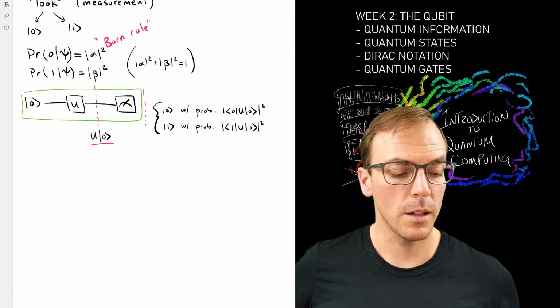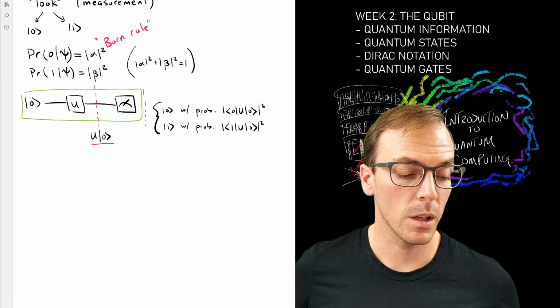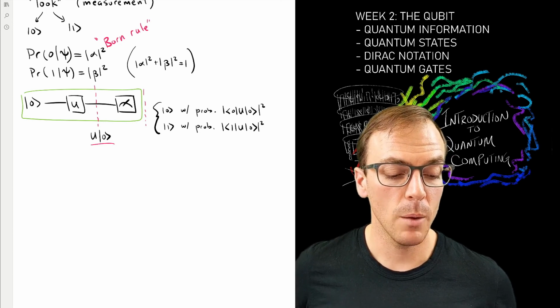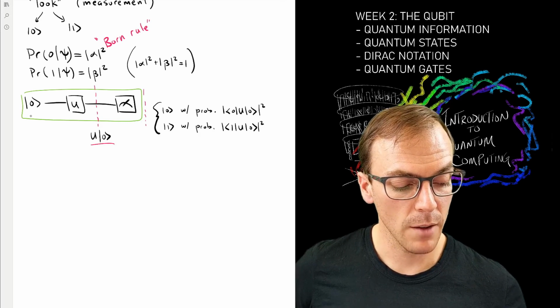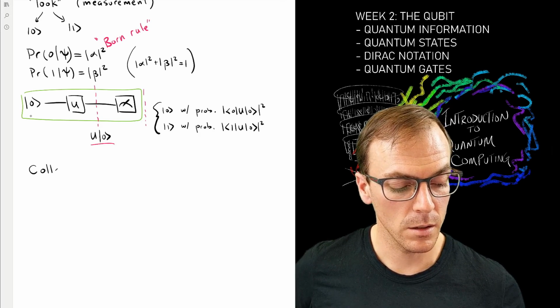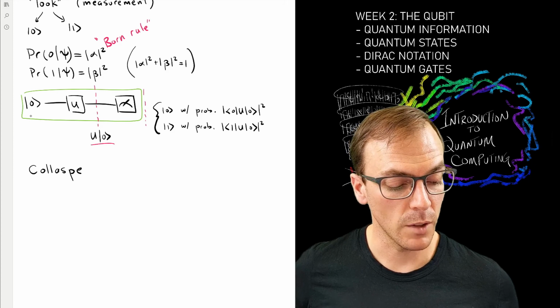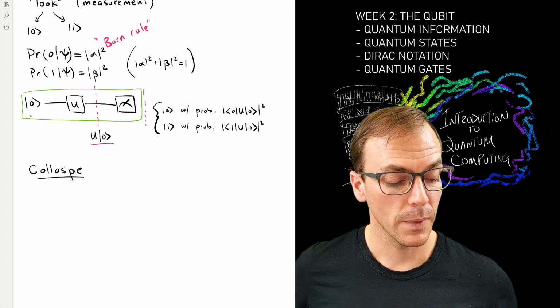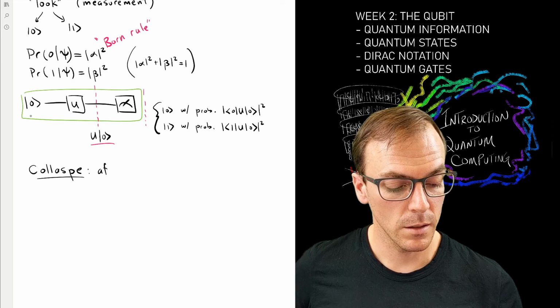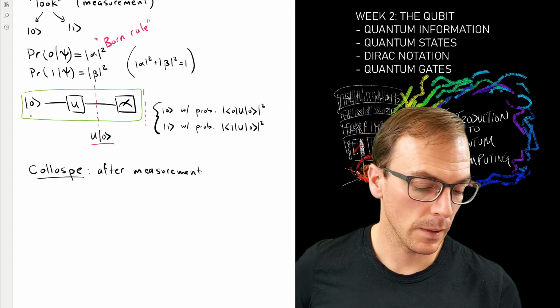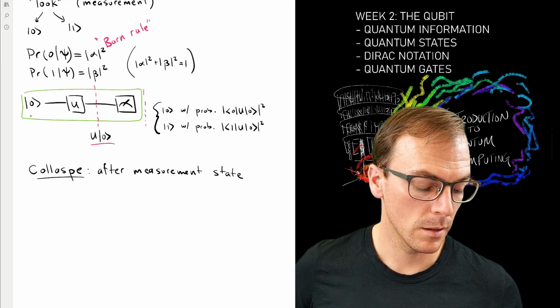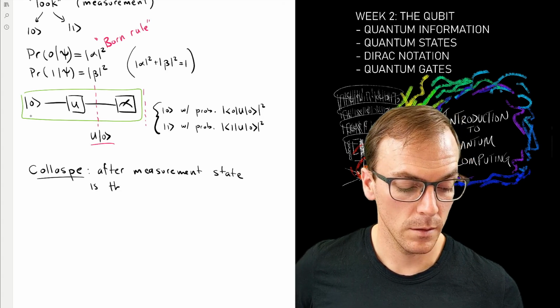In some algorithms or information protocols, I may want to know what happens after I look at it. And what happens after I look at it is called collapse, and that sounds kind of extreme and violent, and in some sense it is, because after measurement, the state of the qubit is the observed one.